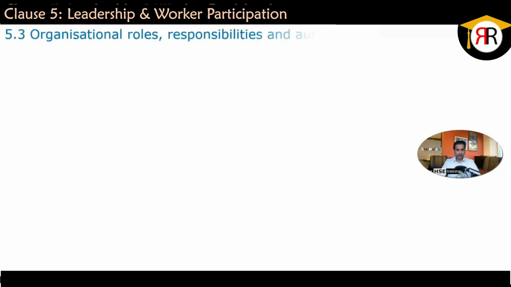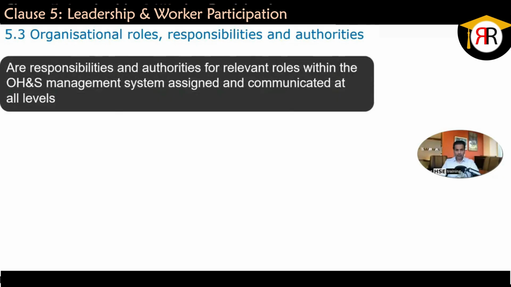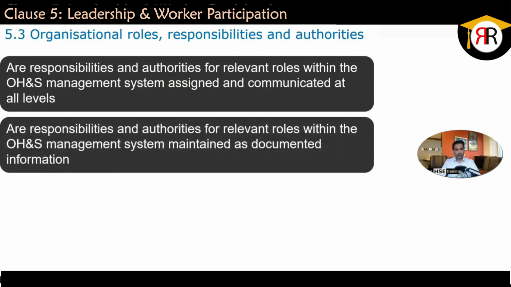Subclause 5.3 is about organisational roles, responsibilities and authorities. Are responsibilities and authorities for relevant roles within the OHS management system assigned and communicated at all levels? Are responsibilities and authorities for relevant roles within the management system maintained as documented information?